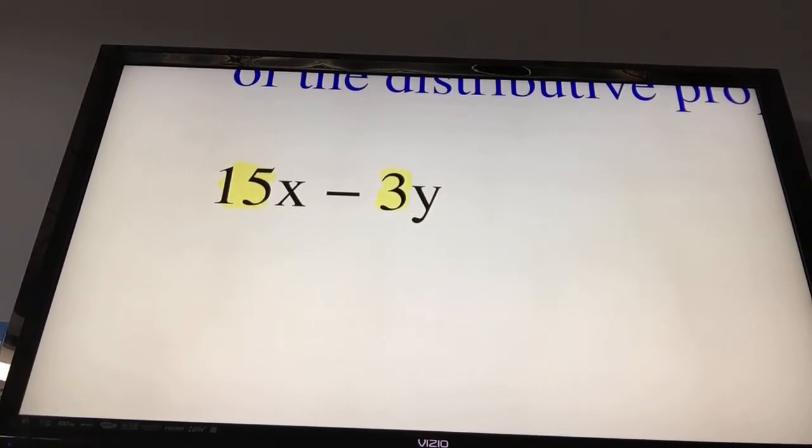So that comes on the outside. And then I look to see, is there a variable common? Do both terms have an x? No. Do both terms have a y? No. So the only thing common to both of these terms is 3. And I put my parentheses. And I divide. 3 divided into 15 is 5. And my x comes down. Minus comes down. 3 divided into 3 is 1. And my y comes down.